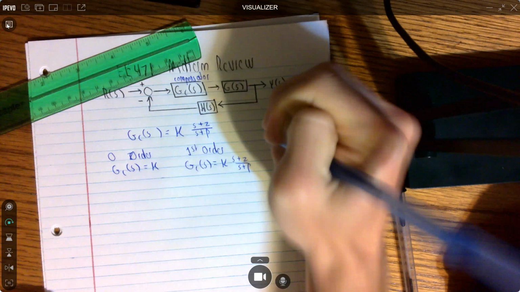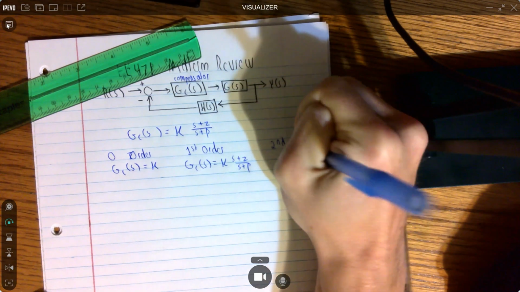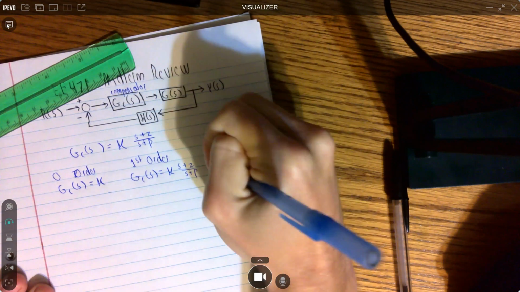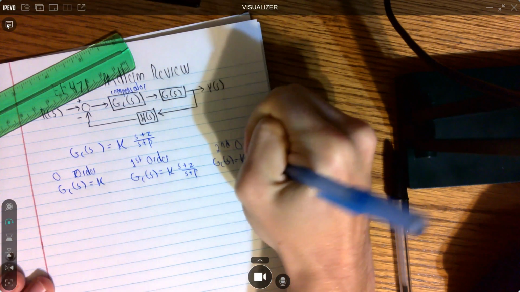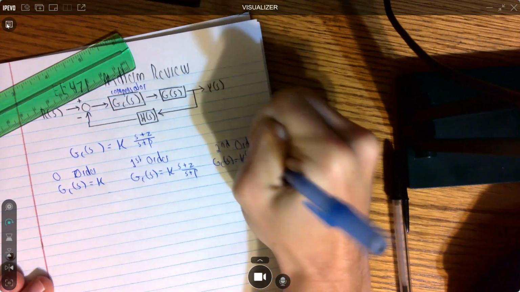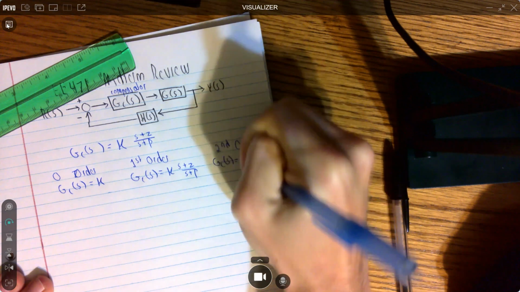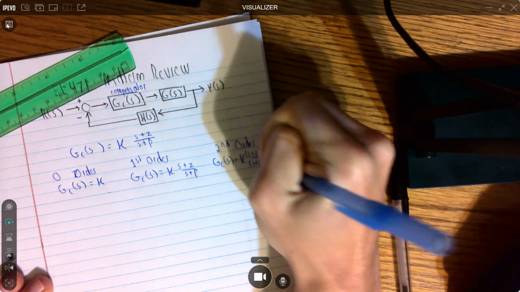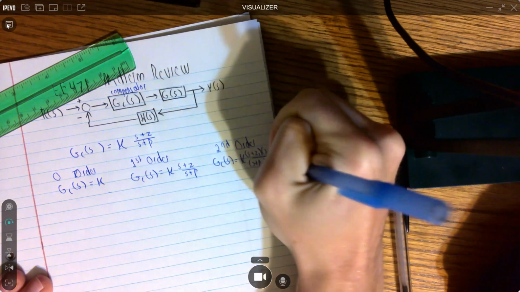And then a second order compensator, basically that just means you have two poles. And so what we'll see here is you can have an S plus Z1, S plus Z2, and then an S plus P1, S plus P2. And so you have two poles here. That's the main difference instead of one. So that's why it's known as second order.